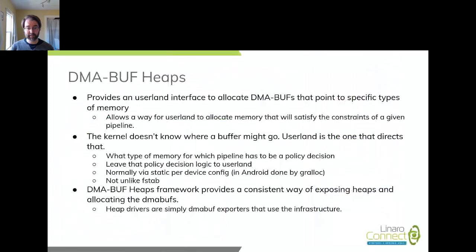Now, DMA BUF Heaps, and really Ion before it, were designed to solve this problem. Basically, they provide a userland interface so that userland can allocate DMA bufs of certain types of memory. And in that way, it's able to allocate memory that satisfies the constraints of whatever pipeline it's dealing with.